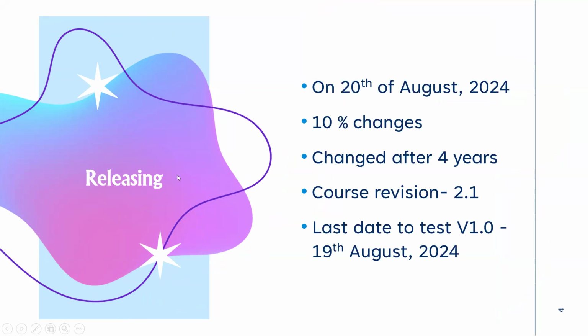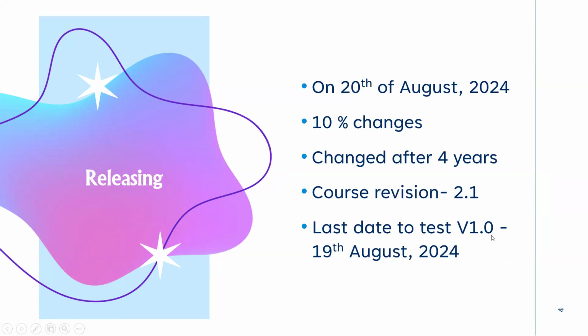The release date of the new version 1.1 is 20th of August 2024. I would say that it's not that big of a stretch. Just 10% of the changes have been made in this new version, but these changes have been made almost after 4 years. And the course revision is 2.1.